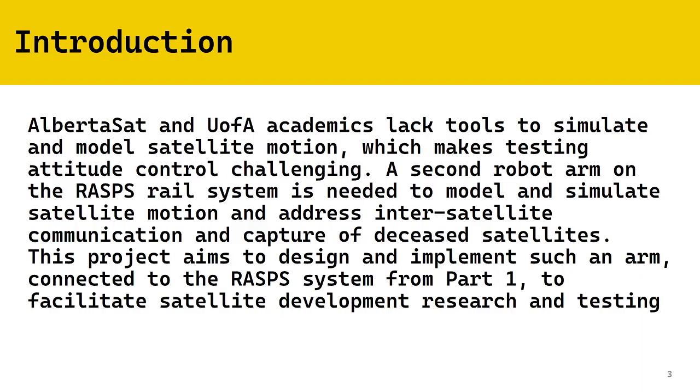And so this is the introduction for our project. AlbertaSat and U of A academics lack tools to simulate and model satellite motions, which makes testing attitude control challenging. A second robot arm on the RASPS rail system is needed to model and simulate satellite motions and address inter-satellite communications and capture of the decrease of satellites. This project aims to design and implement such an arm connected to the RASPS system from Part 1 to facilitate satellite development research and testing.